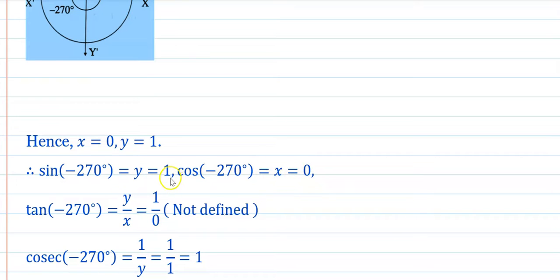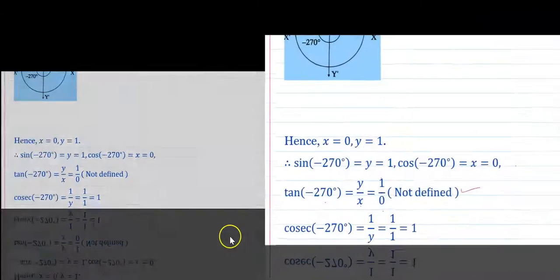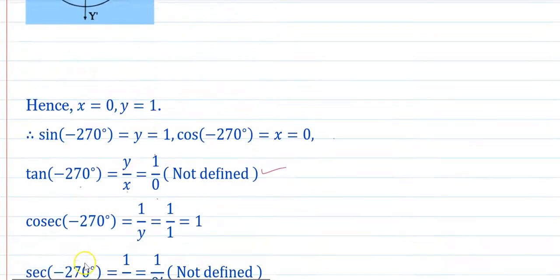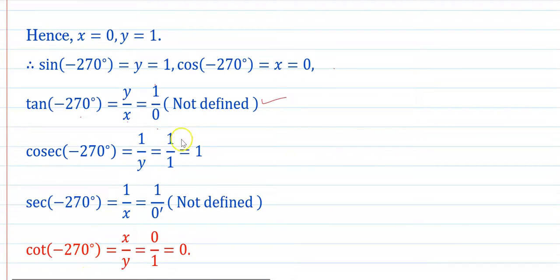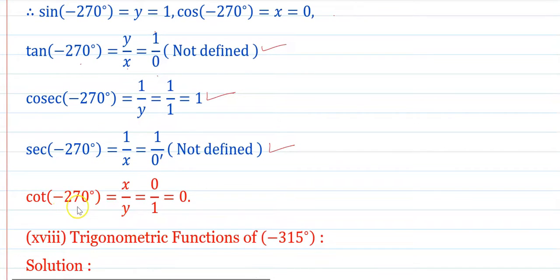Sine of minus 270 is equal to y, and y is 1. Cos of minus 270 is equal to x, and x is 0. Tan of minus 270, y upon x: y is 1, x is 0, which is not defined. Cosec of minus 270, 1 upon y, that is 1 upon 1 is equal to 1. Sec of minus 270, 1 upon x, 1 upon 0, which is not defined. Cot of minus 270, x upon y, 0 upon 1, that is equal to 0.